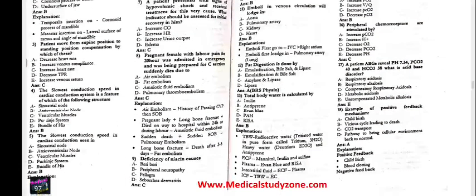Question number 3, the patient moving from supine position to the standing position, compensation by which of these, that is increase in the heart rate. 4, the slowest conduction speed in the cardiac conduction system is a feature of which of the following structures, that is beta AV node. 5, the slowest conduction speed in the cardiac conduction is seen in the beta atrioventricular node.